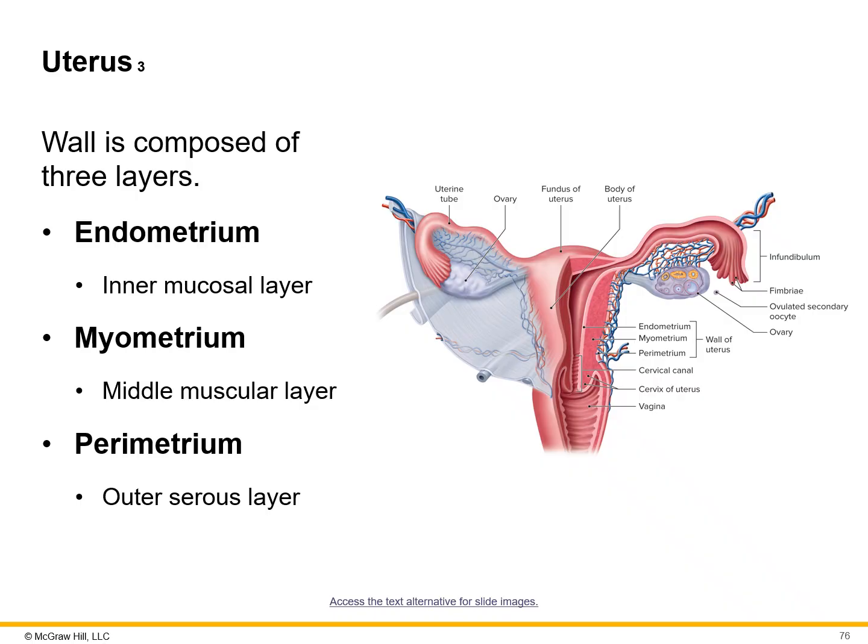All right, so the wall of the uterus is composed of three layers. You've got your endometrium, which is that inner mucosal layer. If you look at the diagram, the myometrium, that is that middle muscular layer. Make sure that you know that the myometrium is that muscular layer of the uterus, and that the perimetrium is that outer serous layer.